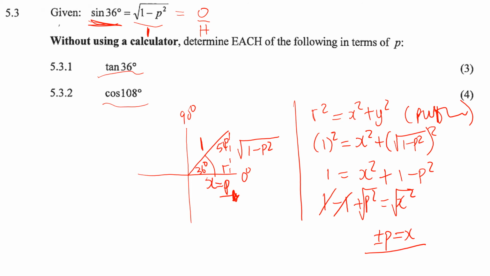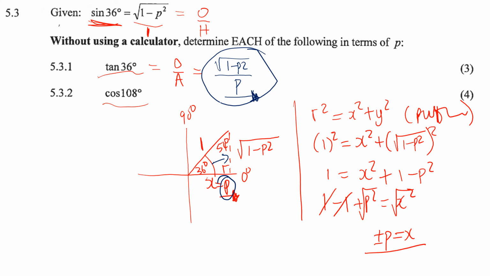Okay, 5.3.1, they want us to express tan 36 in terms of p, right? What is tan? Tan is the same as opposite over adjacent, right? So let's check what our opposite is. Our opposite is the square root of 1 minus p squared. What is our adjacent? Our adjacent is p. So that will be our tan 36 degrees expressed in terms of p. All right.